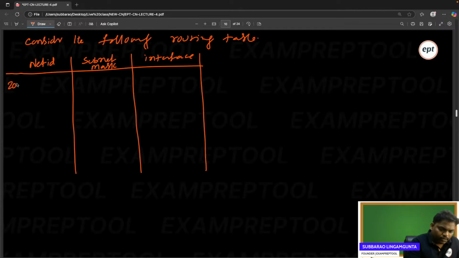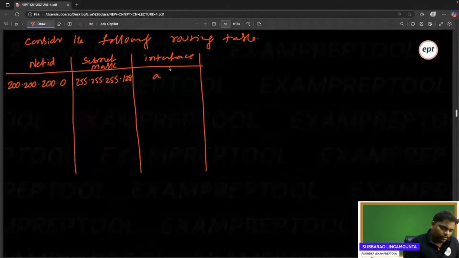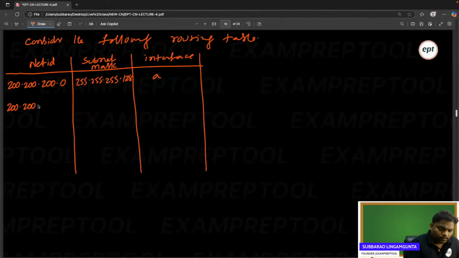The first entry is net ID 200.200.200.0, subnet mask 255.255.255.128, and it's going to be interface A. The next is 200.200.200.128, subnet mask 255.255.255.192. It's B.